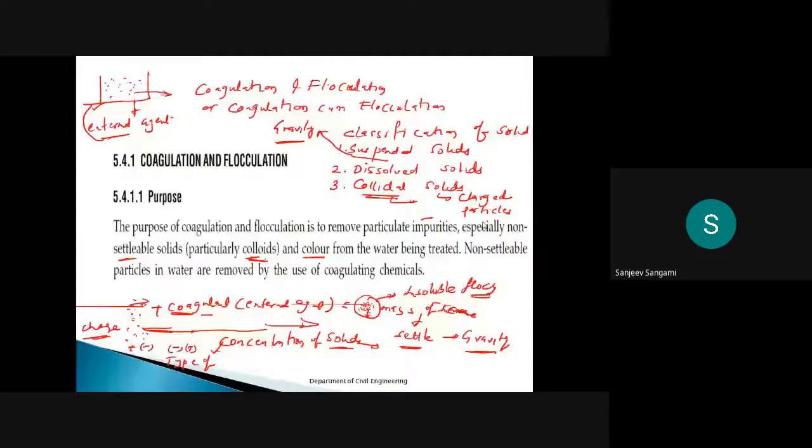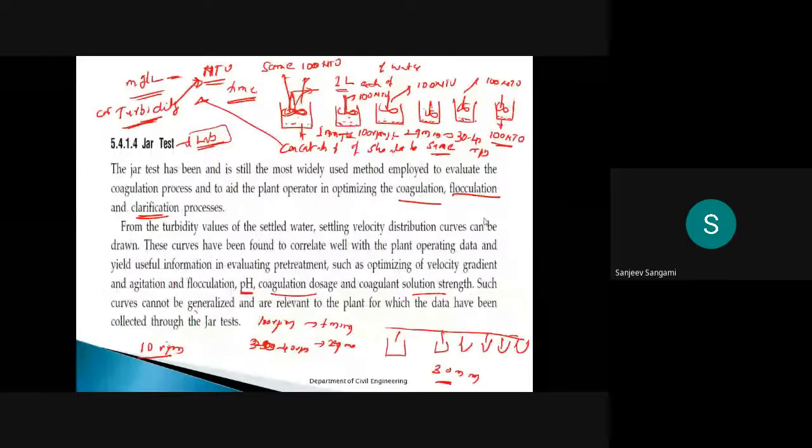Of course, depending on the quality of the raw water or the product water, we are going to decide the kind of filtration process we have to use.